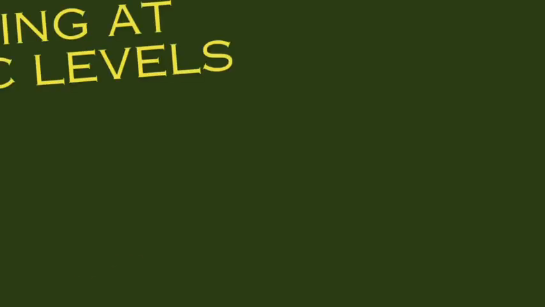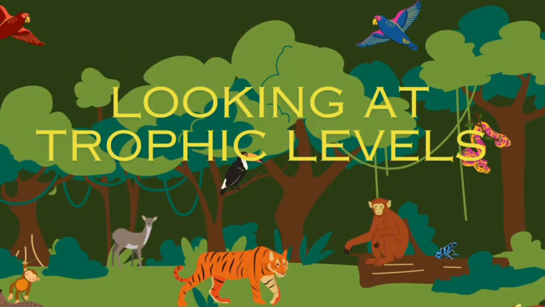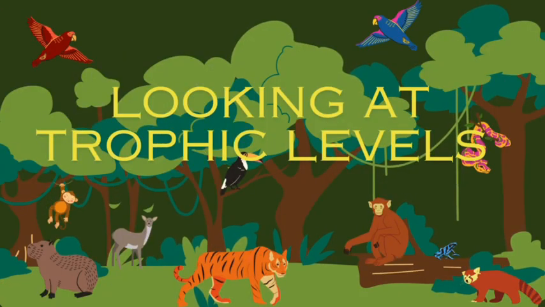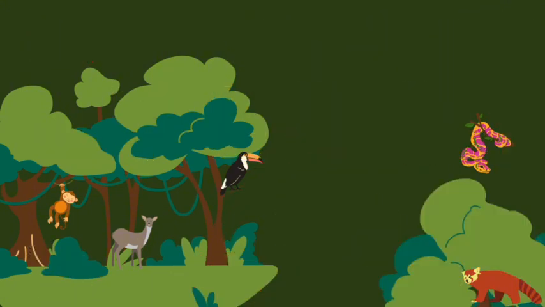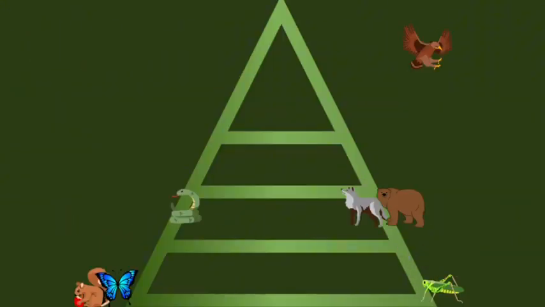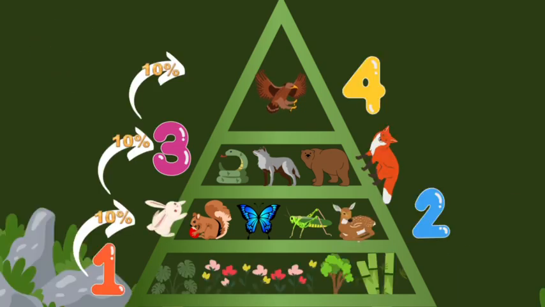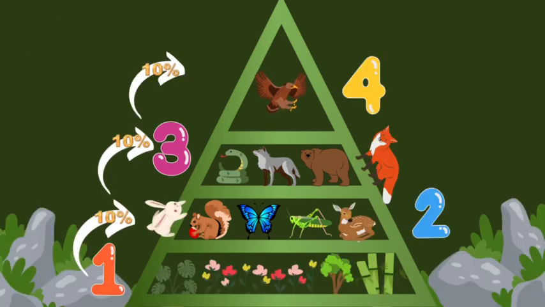Now, let's look at the trophic levels. The first trophic level is the producers, the plants. The second trophic level are the primary consumers, usually the herbivores. The third is the secondary consumers, usually omnivores, sometimes carnivores. And the fourth is the tertiary consumer, aka the apex predator and carnivores.